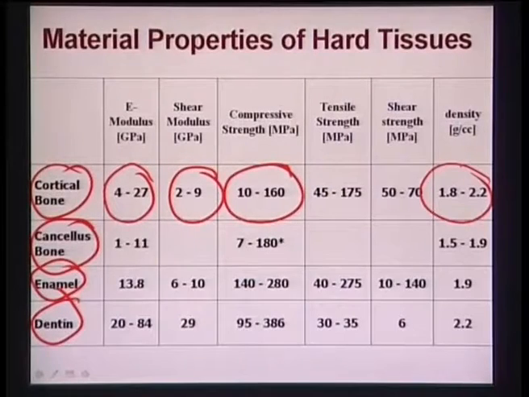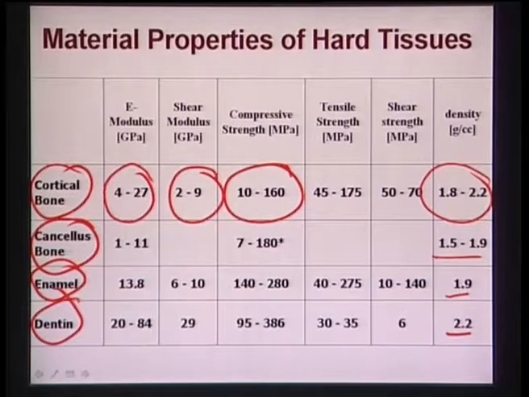Okay? And that is what I am trying to hint here, that bone has a range of properties, be it cortical bone, cancellous bone, enamel or dentin, and this range of properties is shown here. Now, density of cortical bone is somewhere around 1.8 to 1.2, cancellous bone, because it is porous in nature, is less, and density of enamel and dentin is 1.9 or 2.2.